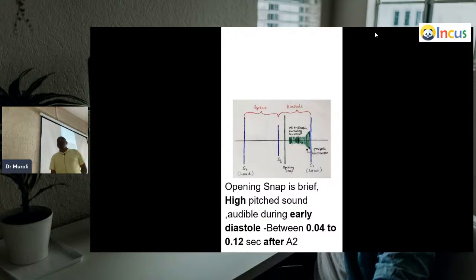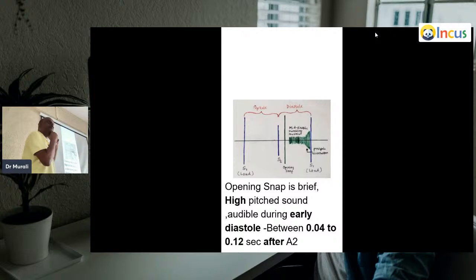So, A2 is the closure of the aortic valve at the end of ventricular systole. Then the ventricle undergoes relaxation and the pressure in the left ventricle falls. Let us say the MS is severe, then the pressure building behind the mitral valve in the atrium is higher, and with that high pressure inside it, it is just waiting.